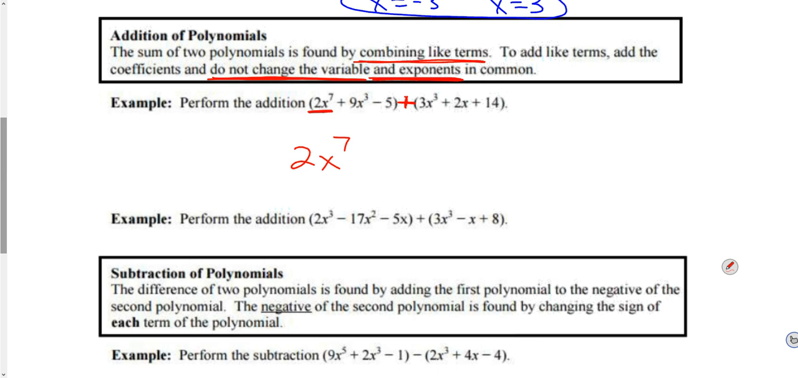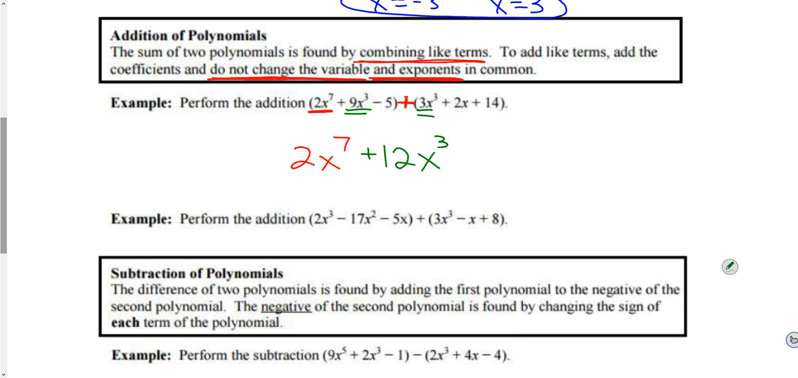Then I go to the next one. The next one has 9x to the 3. So I go into the other one, and I try to find all my x to the 3's. So there's that one. So I can combine those. I use positive 9 and positive 3, so that's positive 12. And then that remains x to the 3.